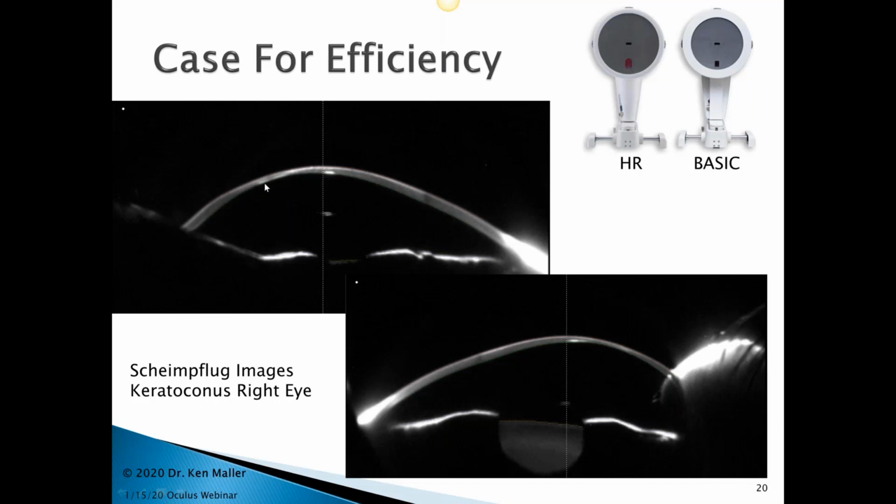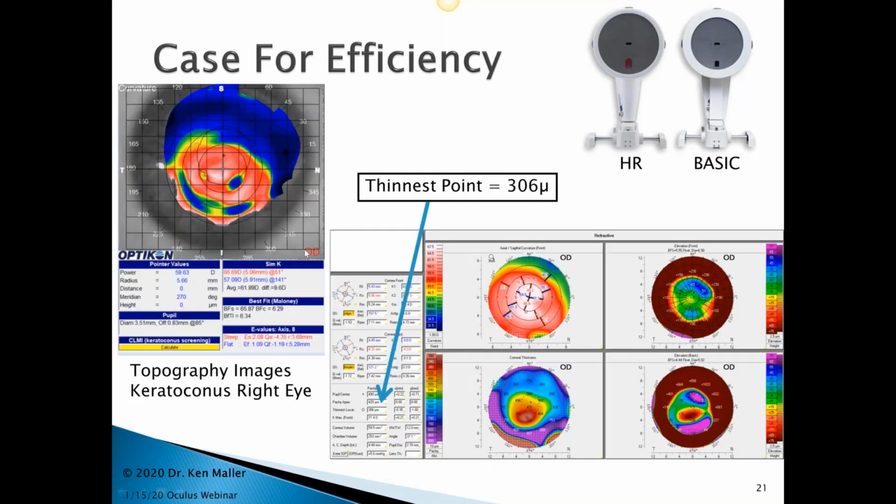You can even see some of the thinning as well as some of the scarring on this particular cornea, and this is just along a different meridian here. So let's move along. On this keratoconus patient, this was a scout topography of the eye, and this is the Pentacam topography and tomography that was captured of this right eye. It gives you the thinnest point down over here, and you can see it's at 306 microns. This is a fairly advanced keratoconic eye.